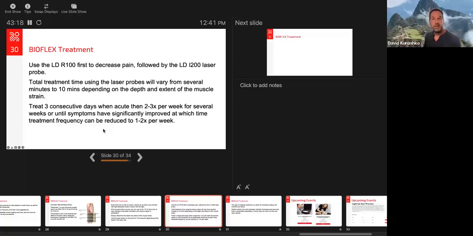Treatment plan, you're going to treat an acute muscle strain at least 2, 3, maybe 4 days in a row, then treat every other day, so 2 or 3 times a week. And then as you're seeing really good progress, usually within a week or two, you can start to reduce the frequency to twice a week and then once a week. In general, if you use laser therapy, you're going to see at least 30 to 50% faster healing. And oftentimes it's even better than that compared to standard care.